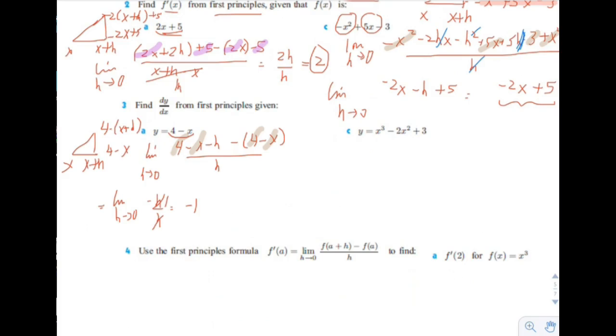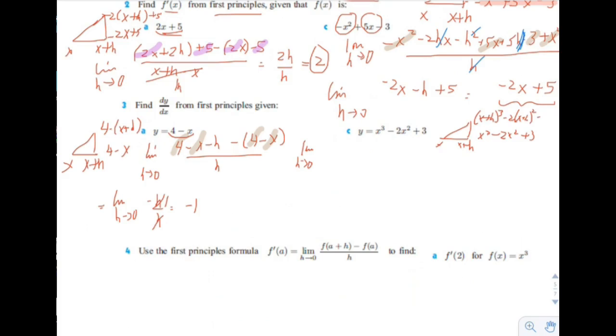Okay, moving on. This is a challenging one. It's a cubic function. So the limit as h approaches 0, and again, we draw a little triangle, and the bottom x values are x and x plus h. The y values, the bottom one is the function as it is, x cubed minus 2x squared plus 3, and the top one is going to be x plus h quantity cubed minus 2 times x plus h quantity squared plus 3.